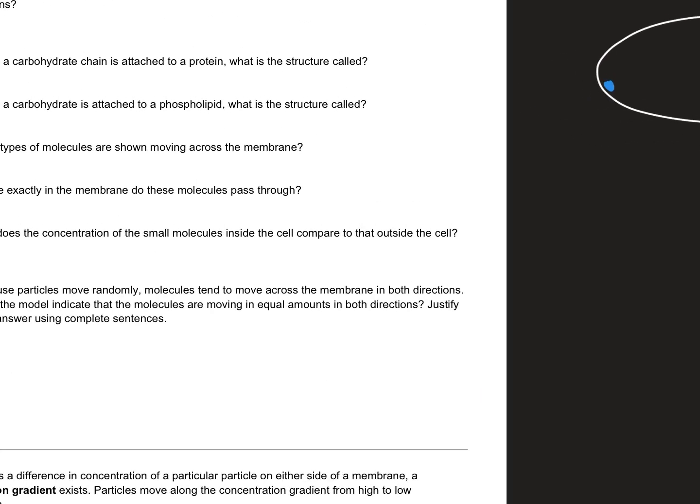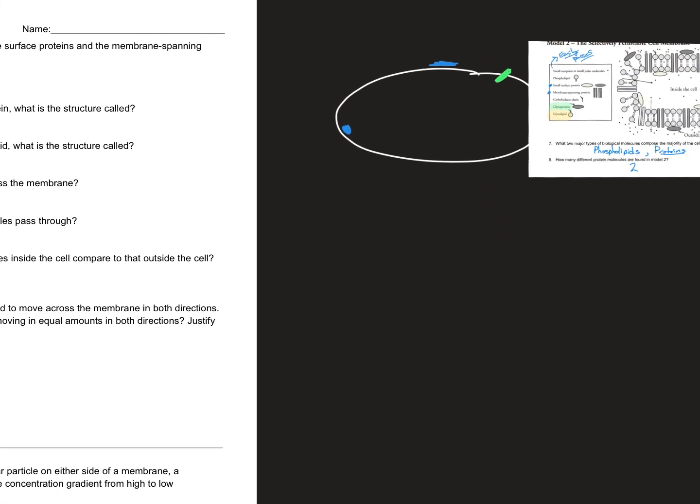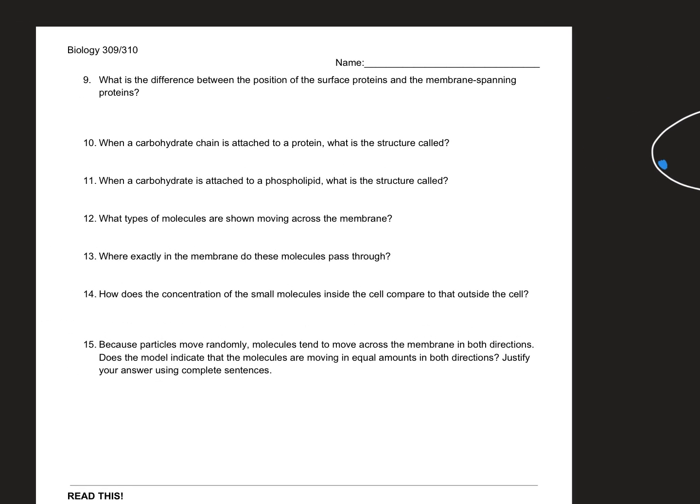Anything else? Can I say what answer for number 9? Oh, number 9? Yeah. All right, what's your answer for number 9? I put the difference between surface proteins and the membrane spanning proteins: surface proteins do not reach across the membrane. Yes. All the membrane spanning proteins do.